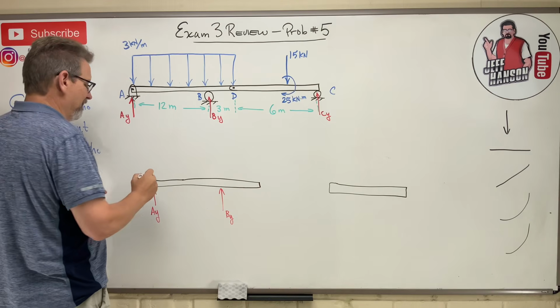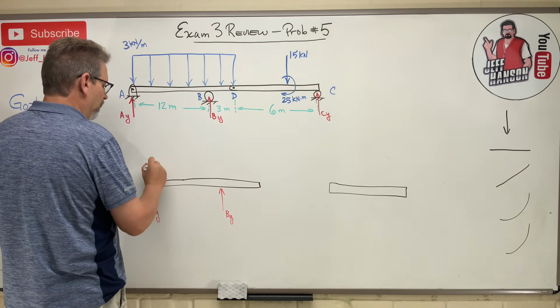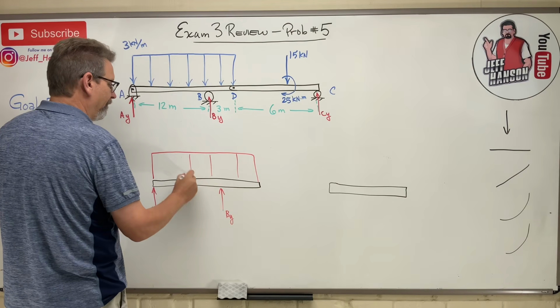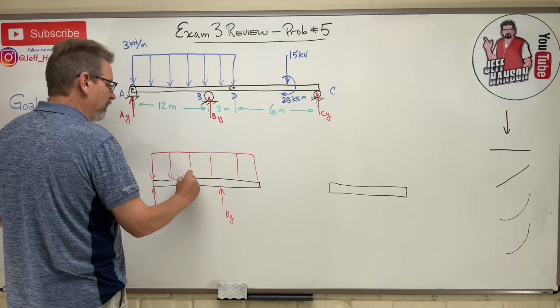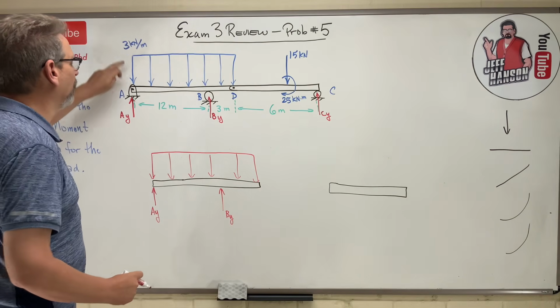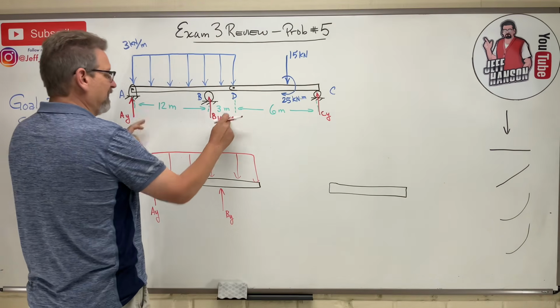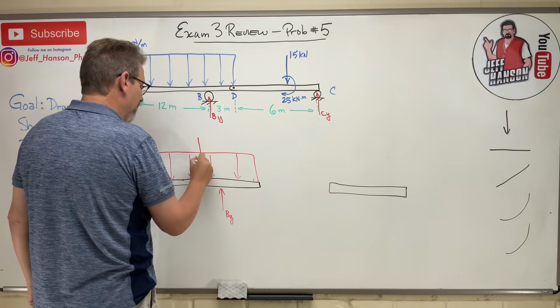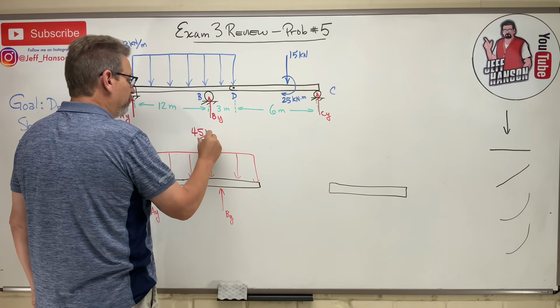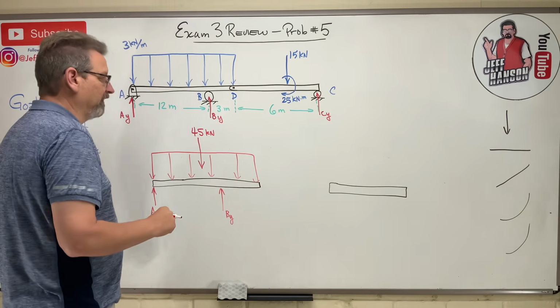Here we go. All right, it's got a distributed load up here on top. And that distributed load is, what is it? 3 kilonewtons per meter over 15 meters. 3 times 15 is 45. So that's the same as a distributed load of 45 kilonewtons, same as a concentrated load of 45 kilonewtons.